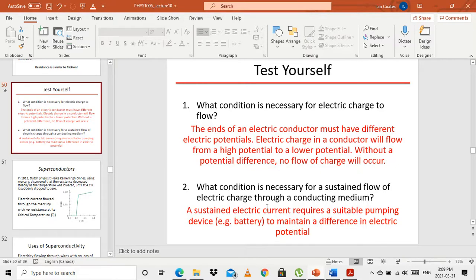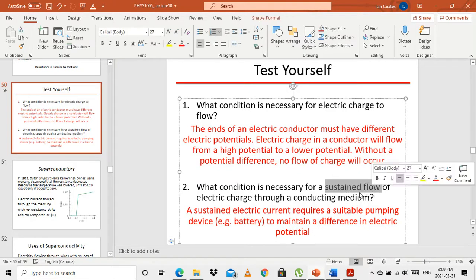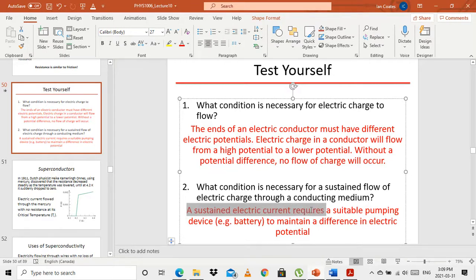Number 2, what condition is necessary for a sustained flow of electric charge through a conducting medium? So we want a sustained flow of electric charge. A sustained electric current requires a suitable pumping device. And I'm going to say that again. A pumping device, which we will call a battery, to maintain a difference in the electric potential.